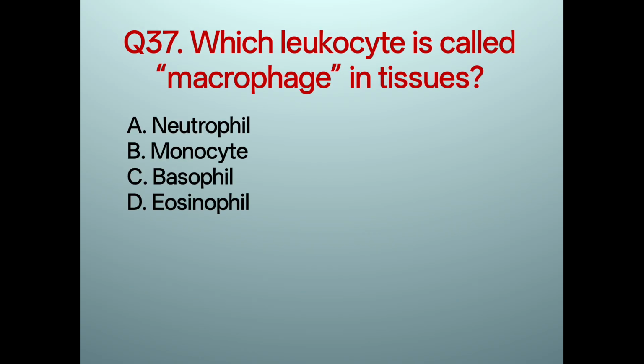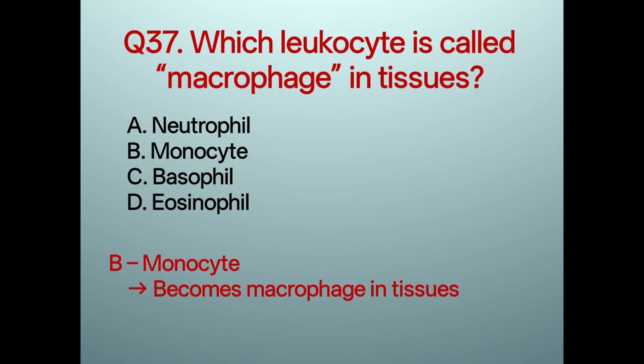Which leukocyte is called macrophage in tissues? Neutrophil, monocyte, basophil and eosinophil. The correct answer is monocyte, becomes macrophage in tissues.